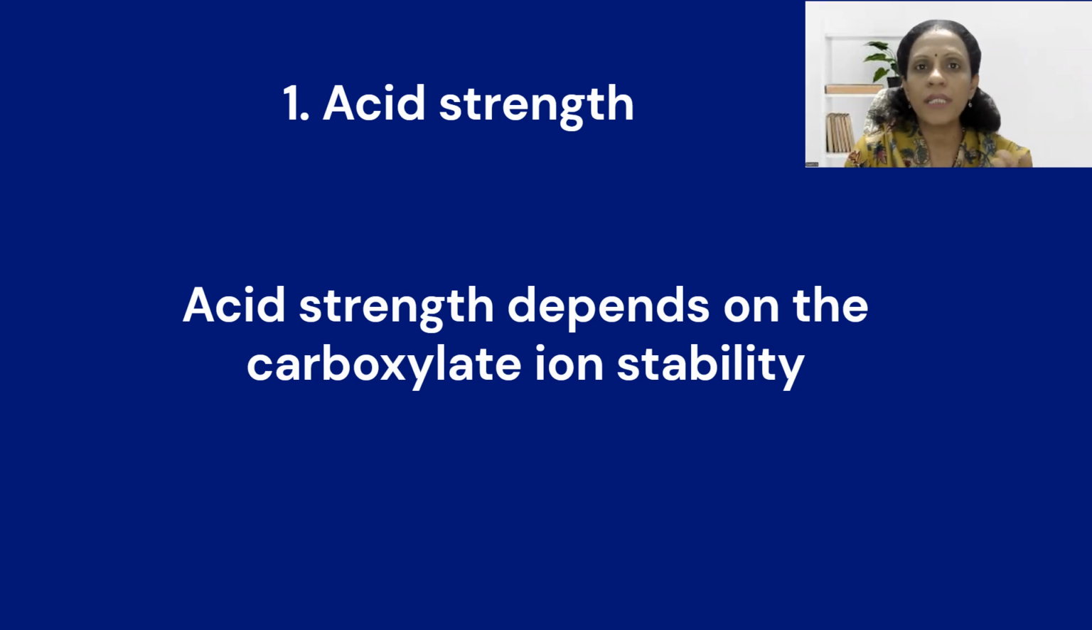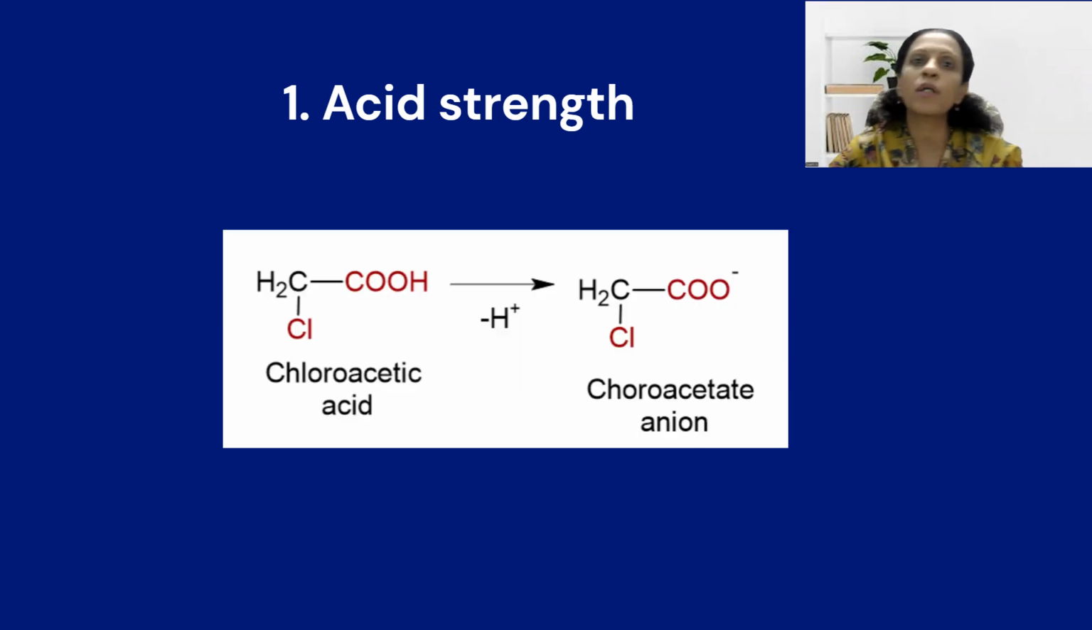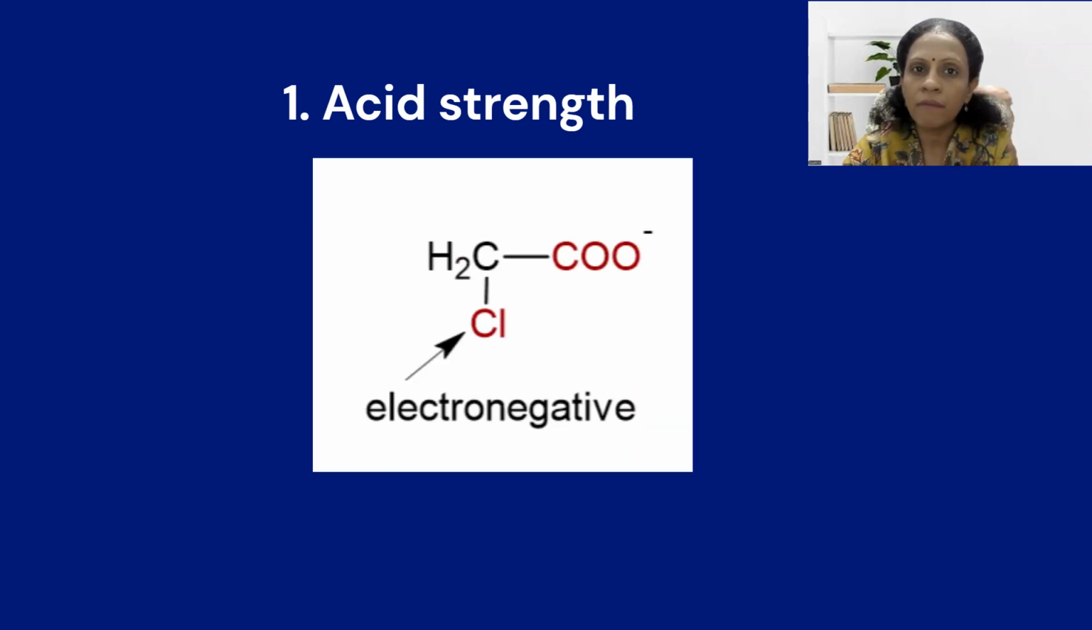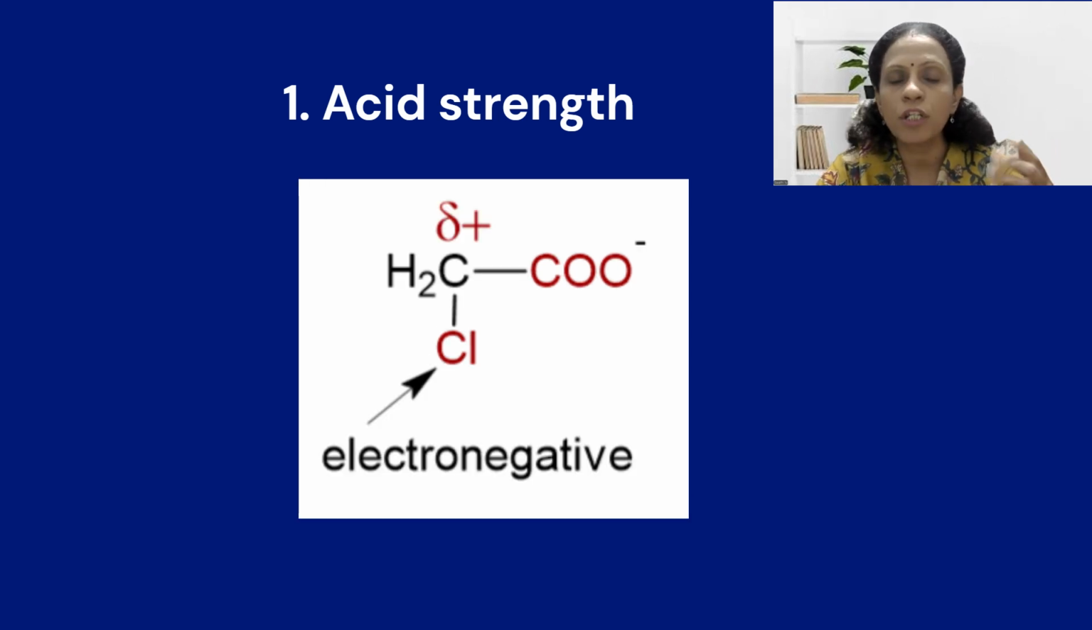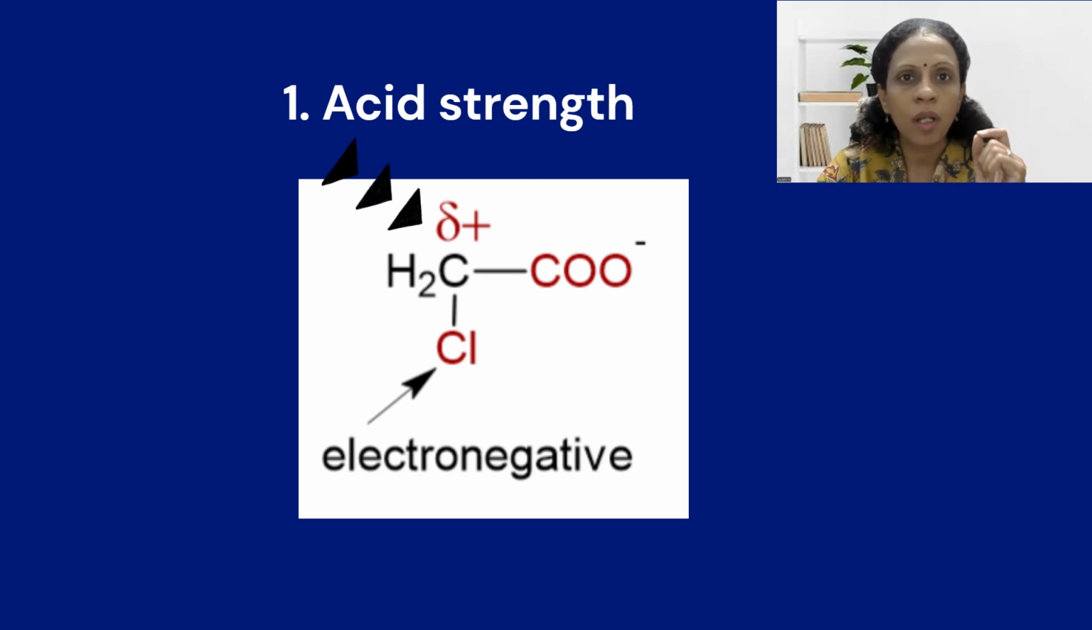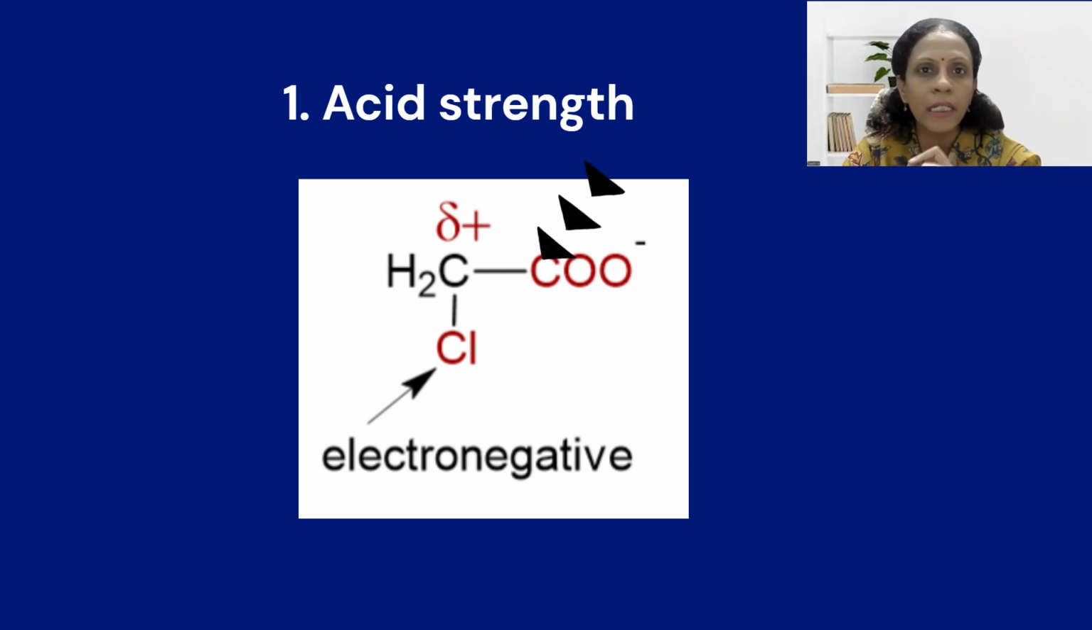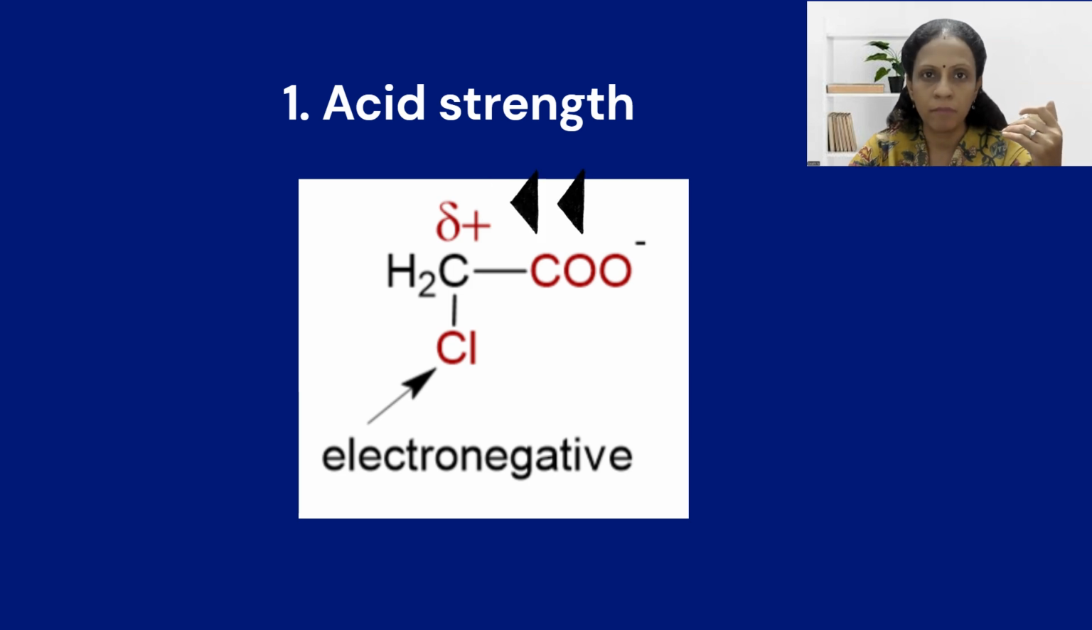In the case of chloroacetic acid, in the resulting carboxylate ion structure, if you see here, chlorine, being an electronegative group, withdraws the electrons from the carbon. Thus, there will be generation of partial positive charge on the alpha carbon. And this carbon is already neighboring a carboxylate carbon, which is highly electronegative in nature. So due to the generation of positive charge on the alpha carbon, it will try to take up the electron cloud from the carboxylate carbon.